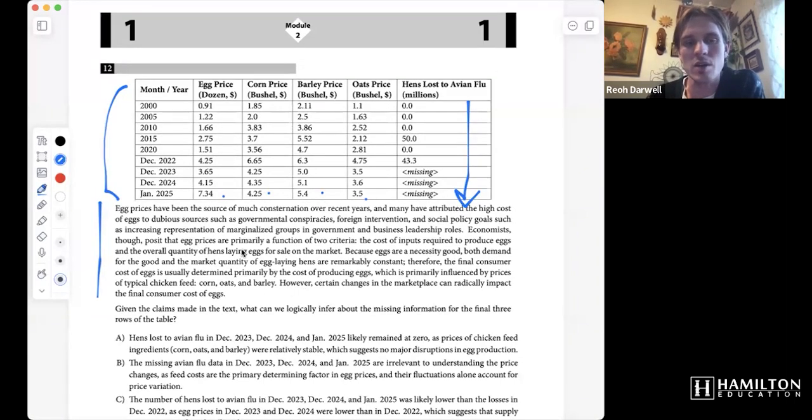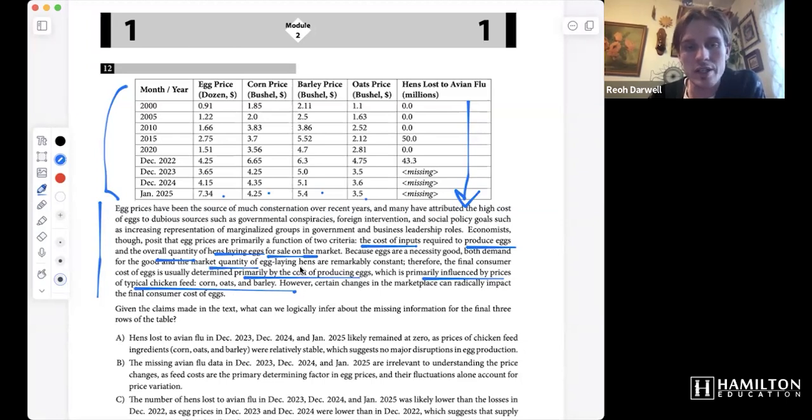Economists, though, posit that egg prices are primarily a function of two criteria. So there's all these horrible explanations of why egg prices are so high, but really it's just a function of the cost of inputs required to produce eggs, and the overall quantity of hens laying eggs for sale on the market. So the quantity of hens laying eggs and the cost to feed those hens is what determines the price of eggs. Demand and the market quantity are very constant. Therefore, the final consumer cost is determined by the cost of producing eggs, which is the prices of typical chicken feed. However, the marketplace can radically impact the final consumer cost of eggs, right?